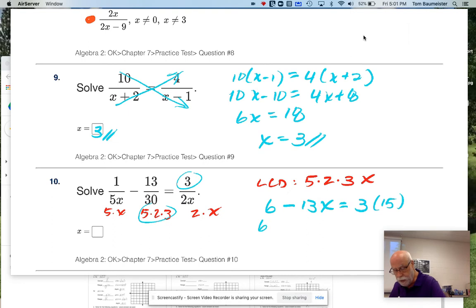So let's simplify it. 6 minus 13x is equal to 45. I'm going to subtract 6. That'll give me negative 13x is equal to 39. I'm going to divide by negative 13, and that will give me that x is equal to negative 3.